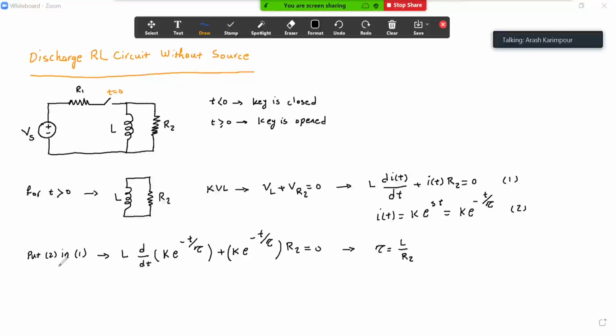So this is a very simple equation. Just go ahead and solve it, and eventually you will get this value. Then when we have the tau, we need to go and find the k. To find the k, we have to use the initial condition. So exactly at t is 0, see what's happening. Exactly at t equals 0, the key is connected to this circuit, we know that.